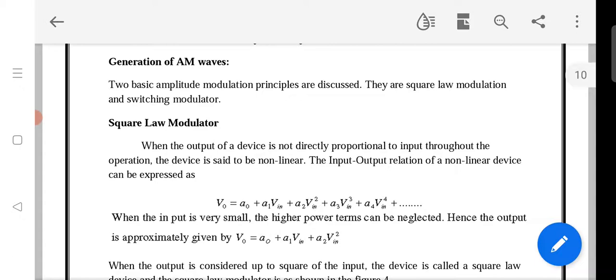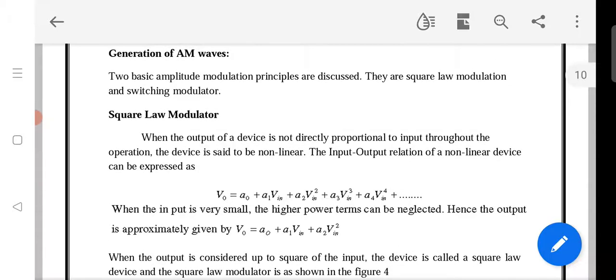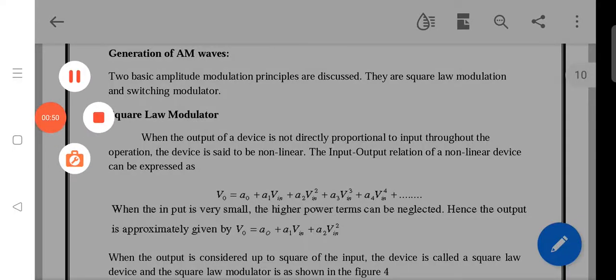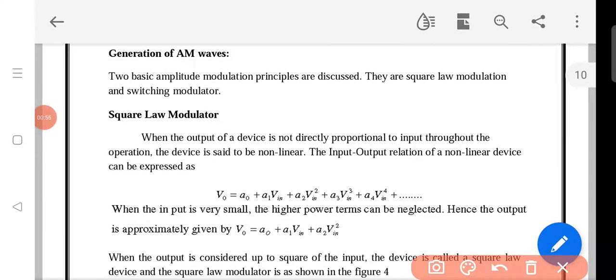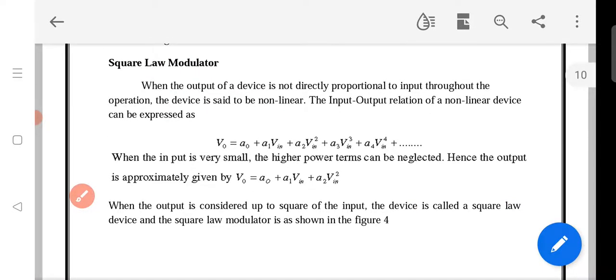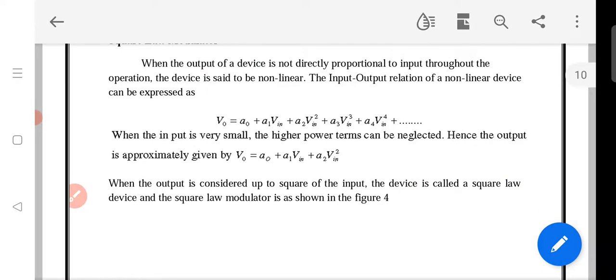There are two techniques used to generate amplitude modulated waves. The popular two techniques are: one is square law modulation and another one is the switching modulator. Now in this class we discuss the square law modulator.